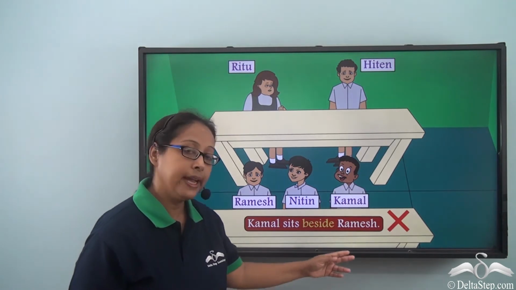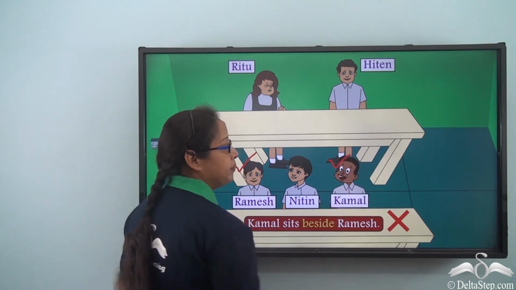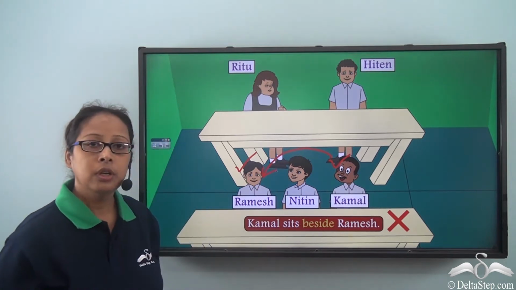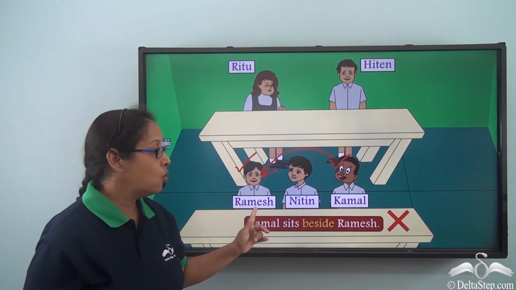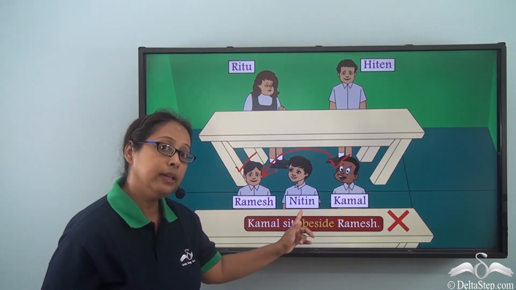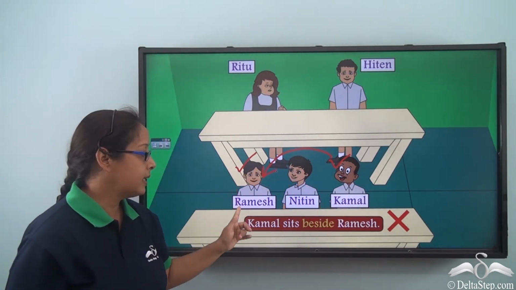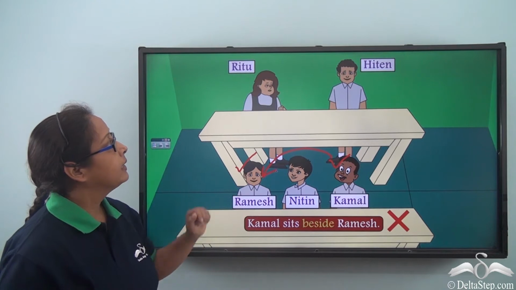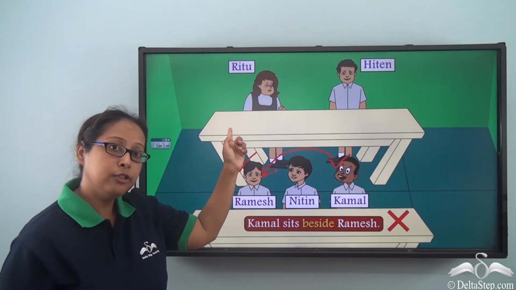Kamal sits beside Ramesh. Here is Ramesh. And we have Kamal over here. So can I say that Kamal is beside Ramesh? No, we cannot say that because he is not sitting right next to or at the side of Ramesh. Kamal is sitting beside Nitin, or Nitin is sitting beside Kamal. But Kamal is not sitting beside Ramesh. In the same way, we can say that Ritu sits beside Hiten and Hiten sits beside Ritu.